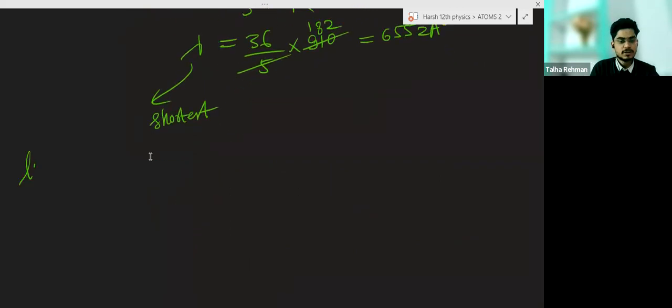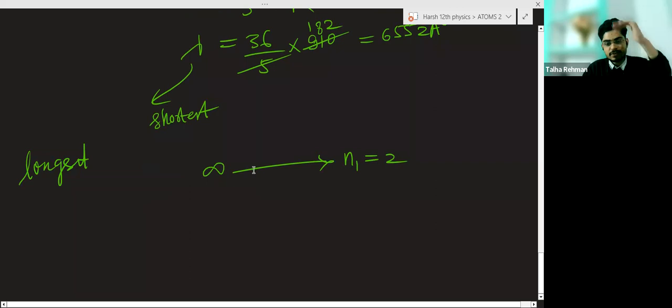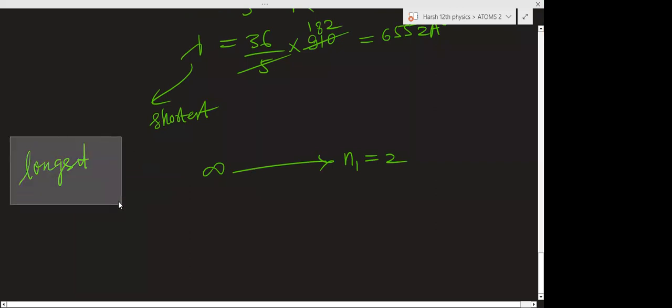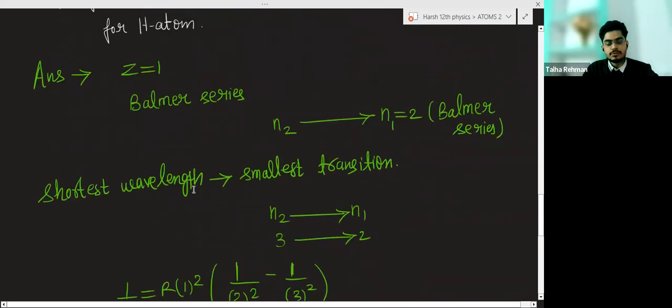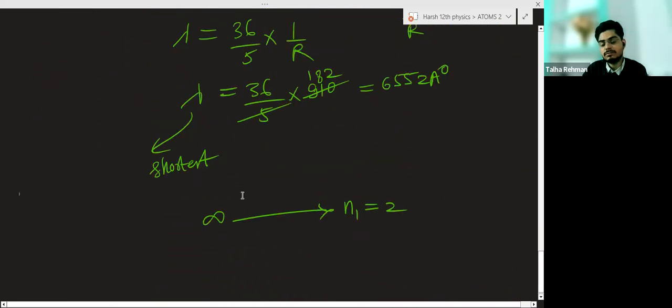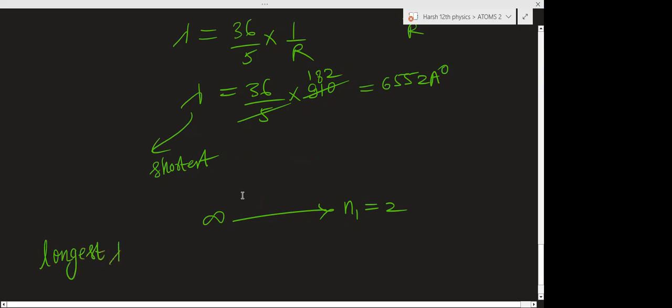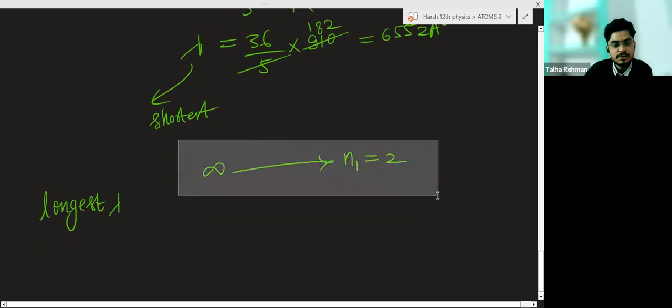So for the longest, for the Balmer series, we know that finally the electron should come to n equals 2. So if it comes from infinity to n equals 2, it will be the longest transition. For the shortest wavelength, smallest transition. So now we want the longest wavelength, longest lambda. So for longest lambda, the electron should have the largest transition.